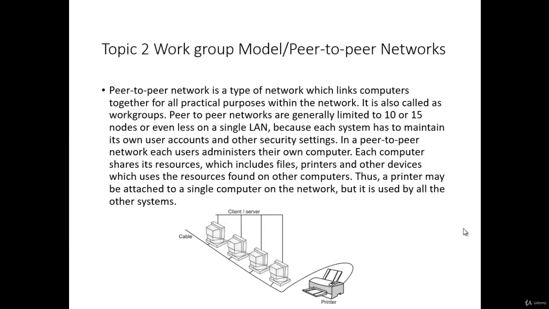Workgroup model, peer-to-peer networks. A peer-to-peer network is a type of network which links computers together for all practical purposes within the network. It is also called a workgroup. Peer-to-peer networks are generally limited to 10 or 15 nodes or even fewer on a single LAN, because each system has to maintain its own user accounts and other security settings. In a peer-to-peer network, each user administers their own computer. Each computer shares its resources, which include files, printers, and other devices, and uses the resources found on other computers. Thus, a printer may be attached to a single computer on the network, but it is used by all the other systems.